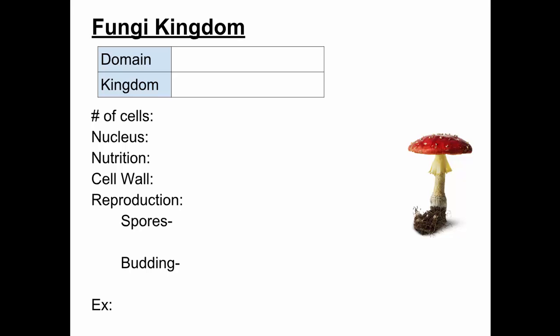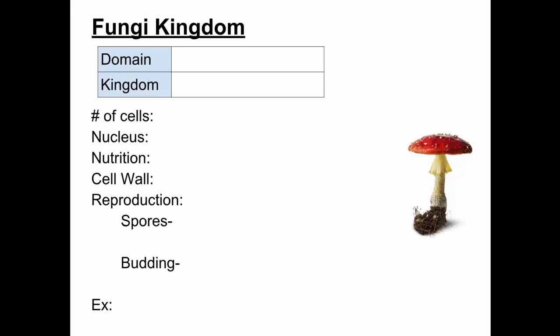So we already talked about the basics of fungi when we were going over taxonomy. We talked about general characteristics. We'll review that today, and then we'll talk a little bit more specifically about some of the characteristics and some of the types of fungi.